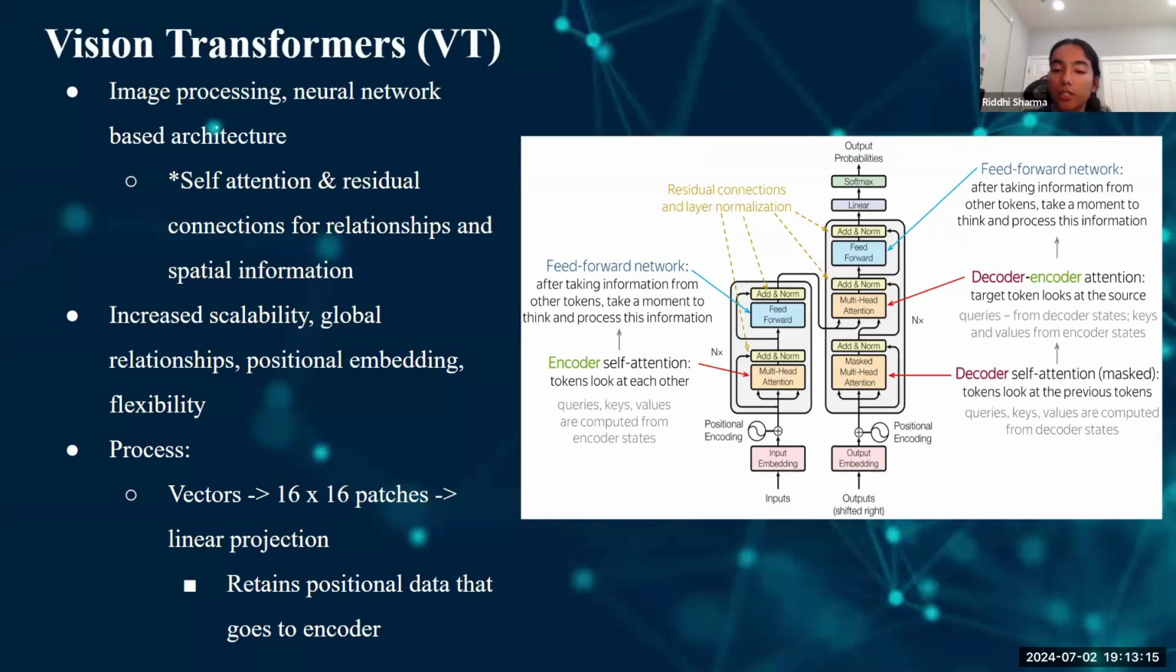The purpose of the QVT in our model is to overcome the challenges of the QCNN, such as capturing global relationships, increasing scalability, positional embedding, and being restricted by a certain number of layers. We can go through a VT's process by referring to this layout. Firstly, vectors are extracted from the image, then split into 16 by 16 patches. These patches get embedded through linear projection.